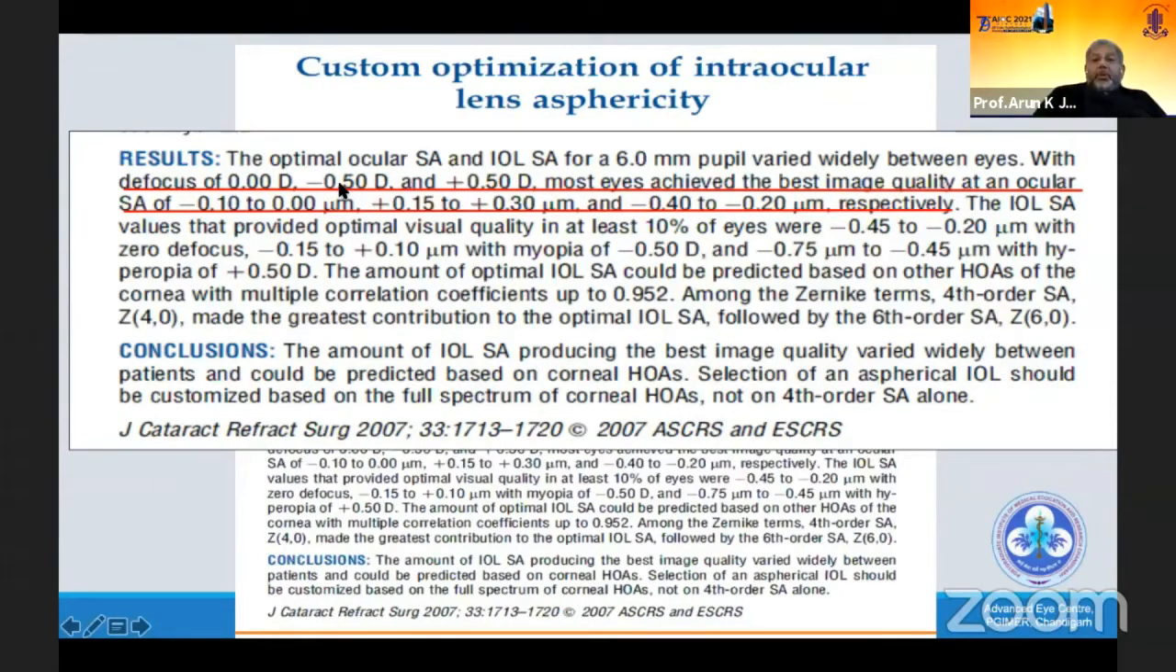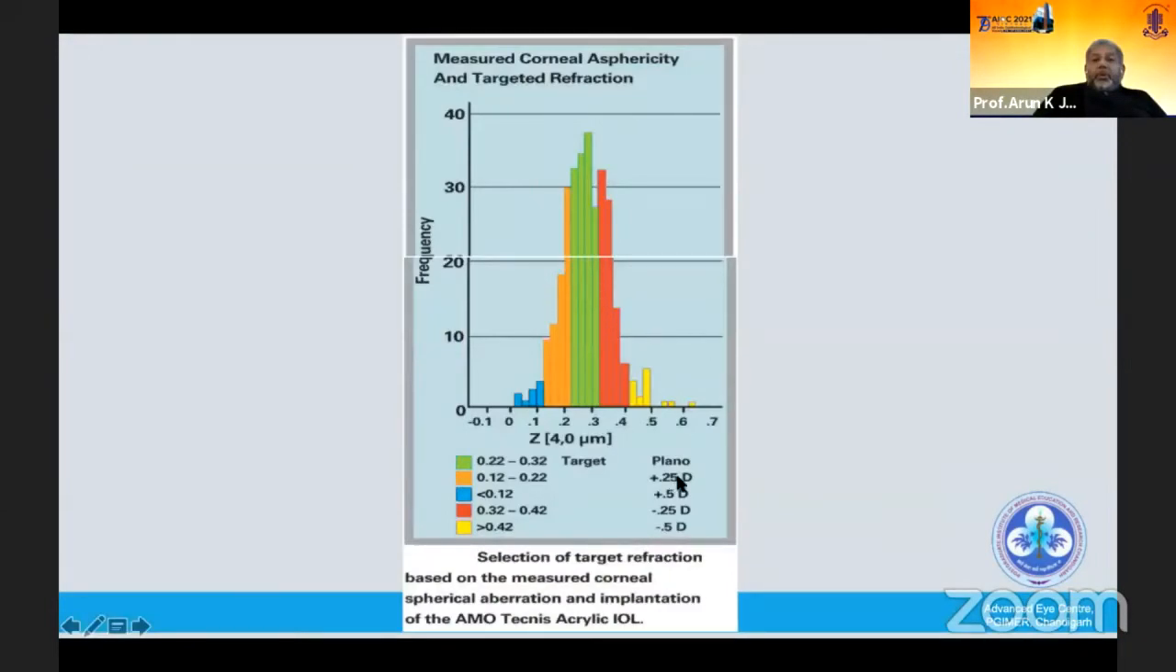If we are aiming for myopia, the corneal spherical aberration should be around this much. And this bar diagram again shows this is for the Technis lens, which has 0.27 micron of spherical aberration, and we should be choosing a plano target in these cases.